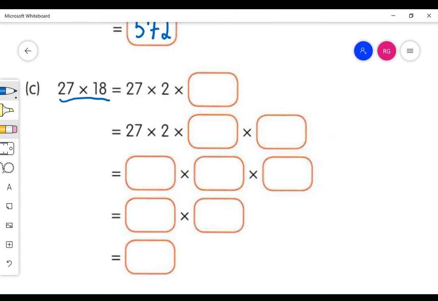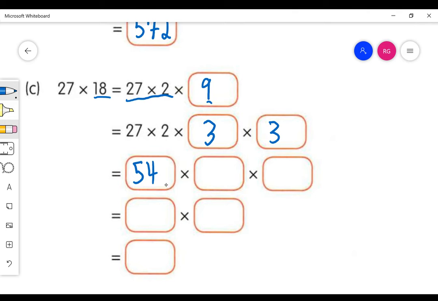Moving on to part C, it's got 27 times 18 equals 27 times 2 times 9. So what they've done is broken up the 18 into 2 times 9. Okay, so now we can go ahead and do this even further. It says 27 times 2 times 3 times 3. Okay, and then we'll start to tabulate this, and we can think then 27 times 2 is really 54.